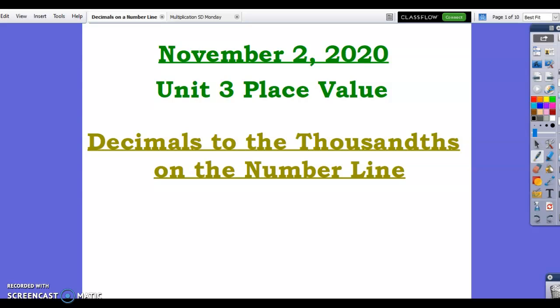Today we are continuing our Unit 3 place value. In your journals on a new clean page, please write the following: decimals to the thousandths on a number line. If you need to pause the video here, go ahead and pause the video so that you can get that written on a new clean page.